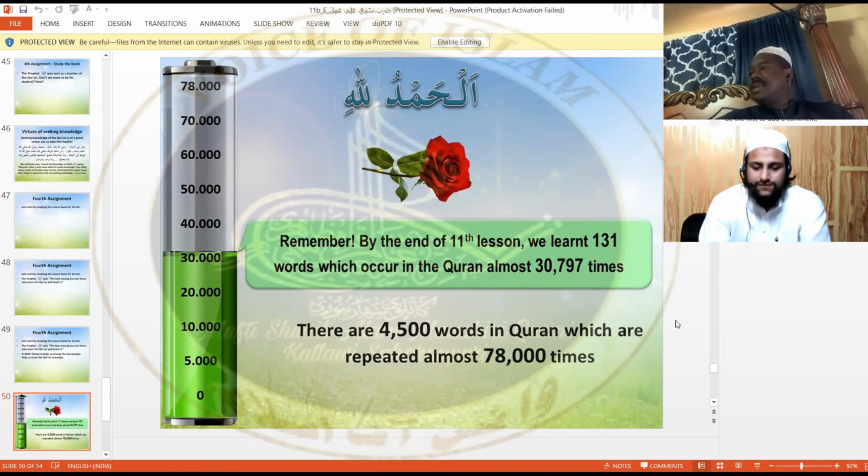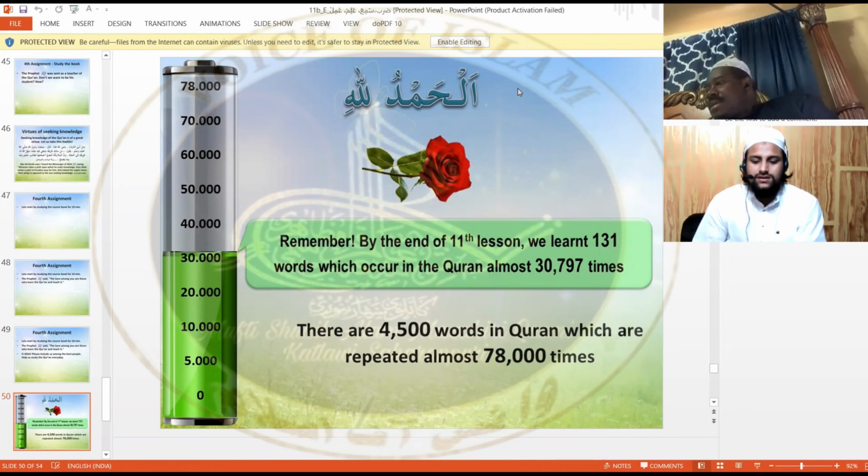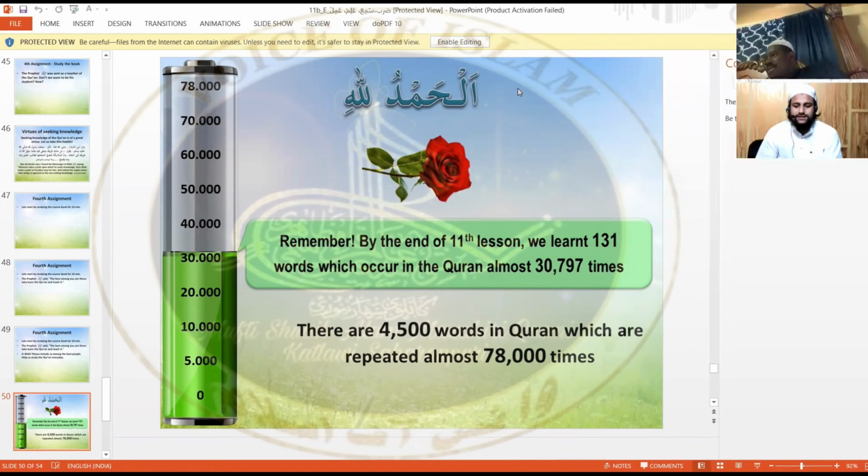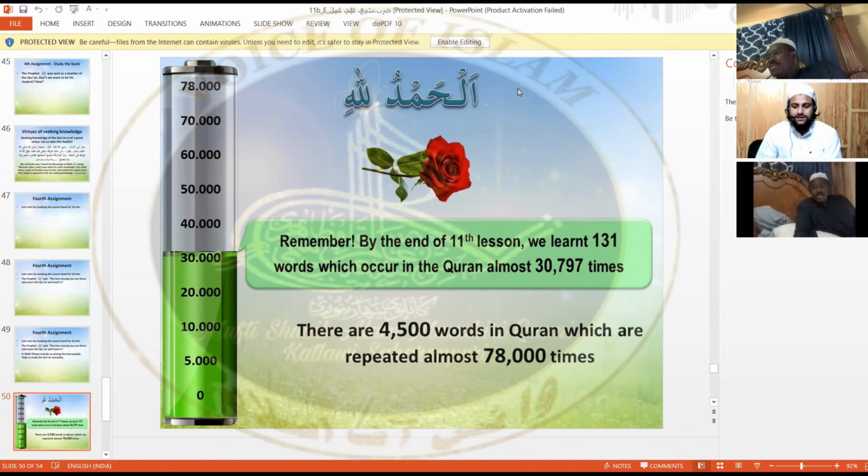So let's continue also. Remember, by the end of the 11th lesson, we learned 131 words, which occur in the Quran almost 30,797 times. MashaAllah.